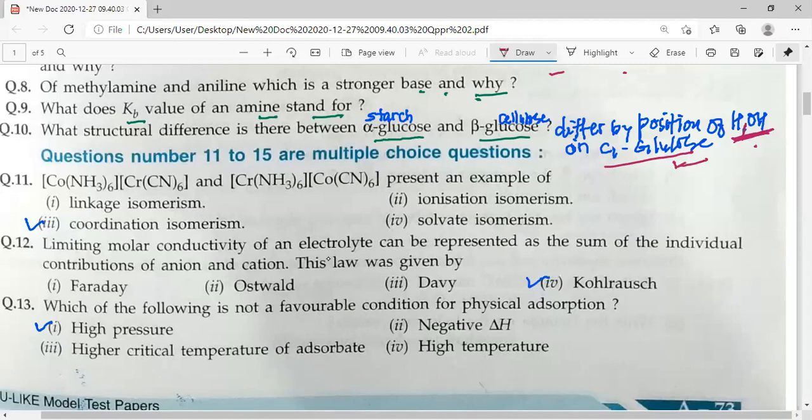There is one more thing which you would like to know. If we really look into the polymers, then the polymer of alpha D glucose, my dear students, is starch, but the polymer of beta D glucose is cellulose. So this is how we can easily understand the structural difference between alpha D glucose and beta D glucose. Now, my dear students, let's move to the next section of the question paper.